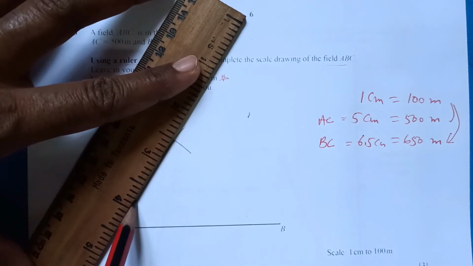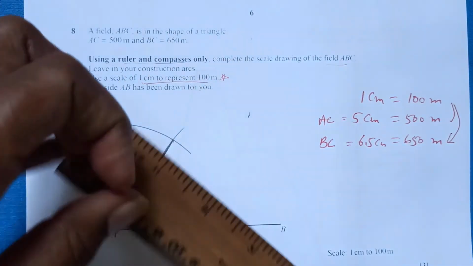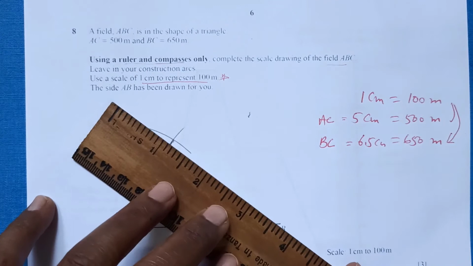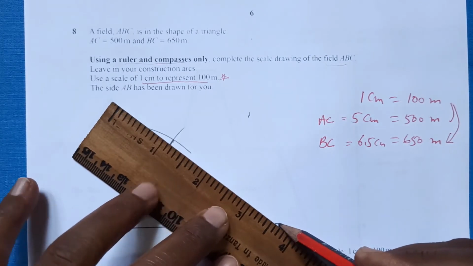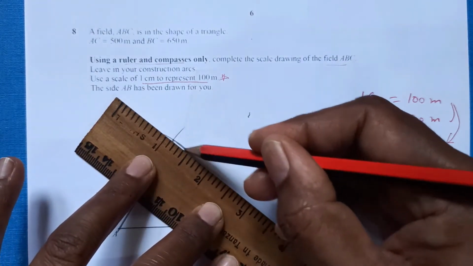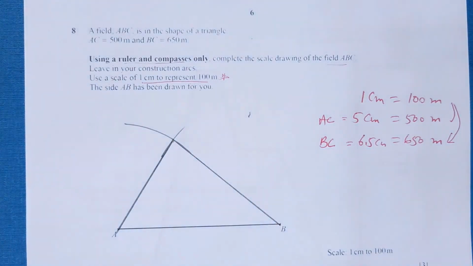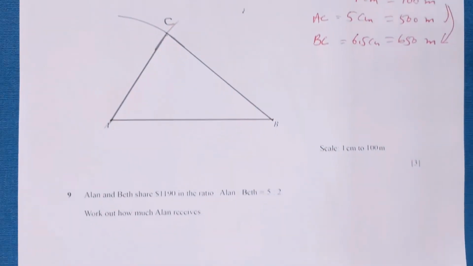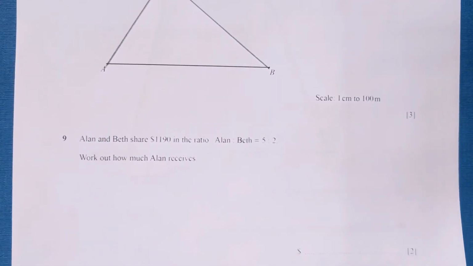This point of intersection here. So this is of a point C. So this is the required construction. Now question 9.